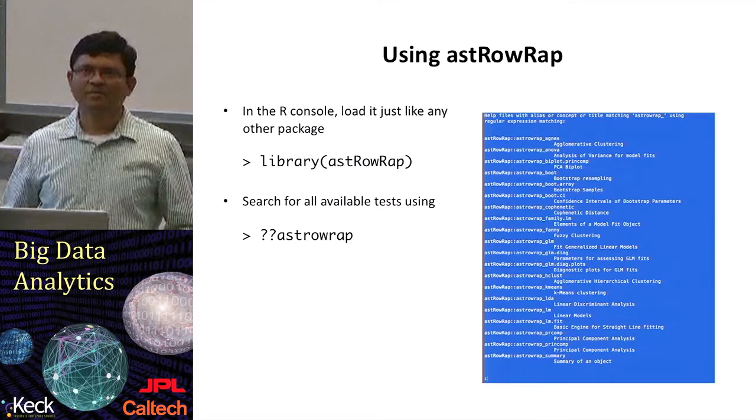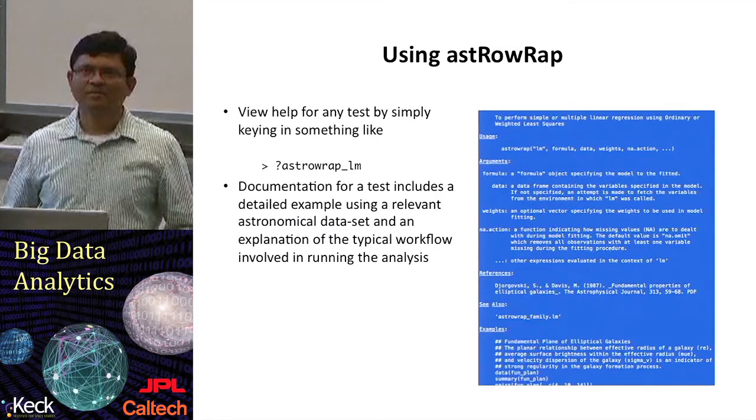So there is a list of different statistical tools that are available, and one-line descriptions for each of them is given. Don't try to read what you see on the right, because that's too long a list. One of the tools that you can use is LM, something that we had visited in the very first talk, the linear regression related thing. For each of them, you can again get greater help by saying something like question mark Astrowrap_LM, and that will give you more details on that particular method.